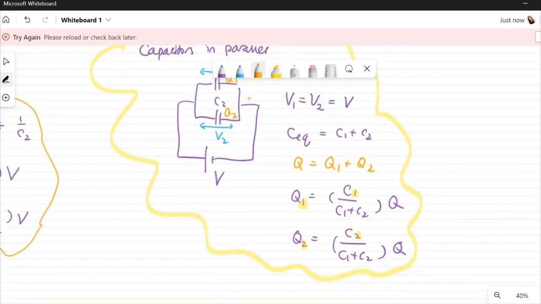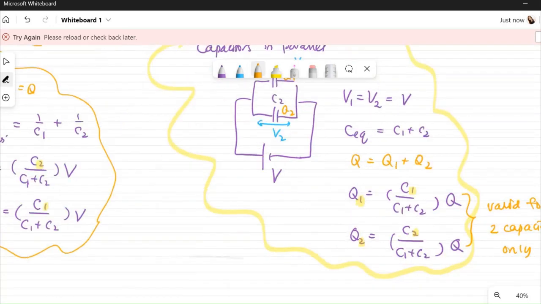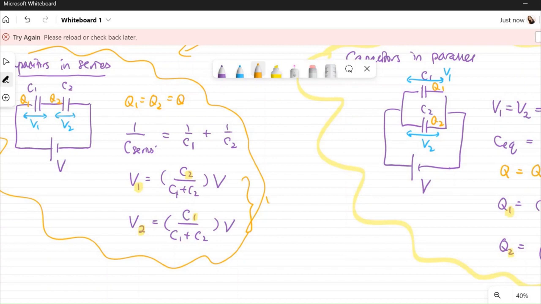However, you have to bear in mind that these two equations are only valid for two capacitors connected in parallel, right? Same as these two equations, which are also valid for two capacitors only. If more than two, then you cannot use this formula anymore.